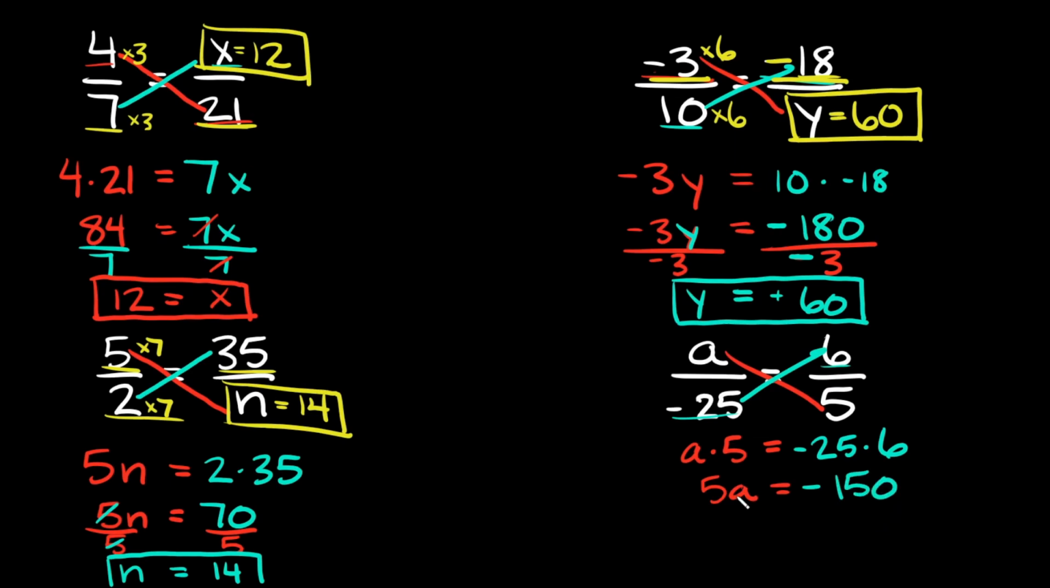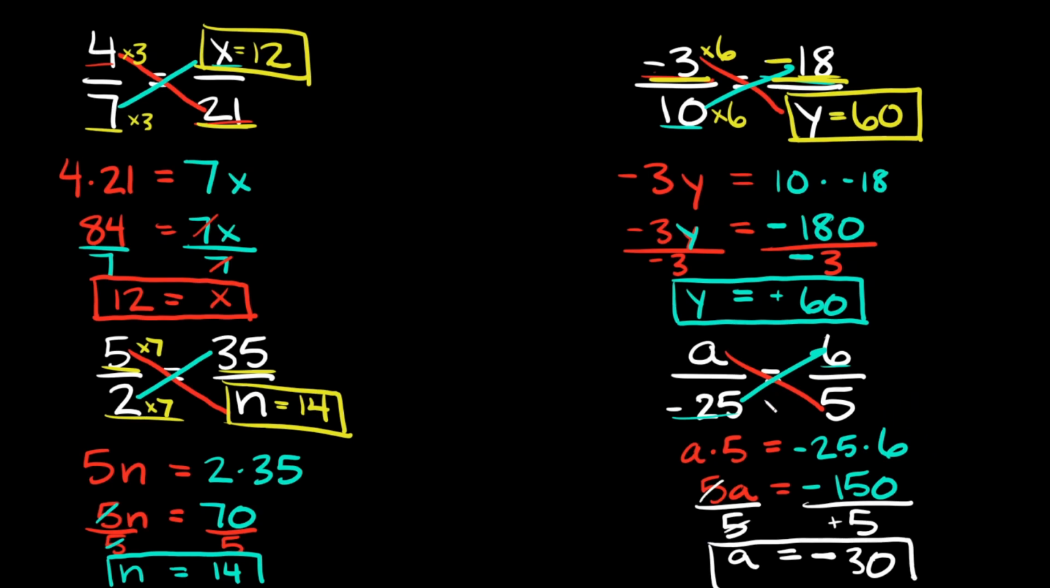Okay, now in order to solve for a right here, I'm going to divide by 5 on both sides. Okay, so then these cancel out. I'm going to have a is equal to negative 150 divided by 5, which is equal to negative 30. Okay, 150 divided by 5 is 30, and then a negative divided by a positive is a negative, right? So a is equal to negative 30.